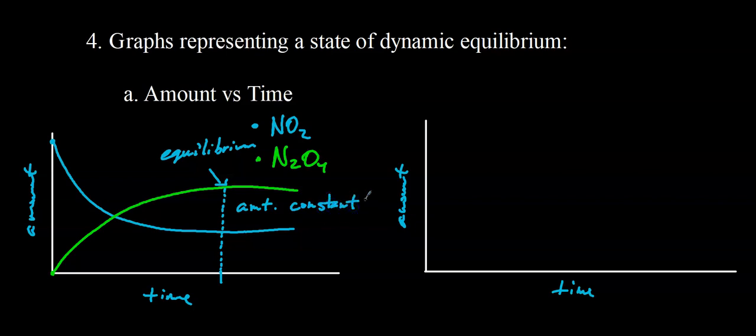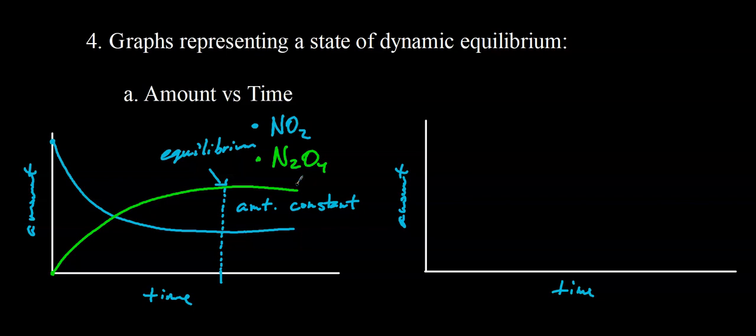Again, the amount of NO2 stops decreasing, the amount of N2O4 stops increasing, their amounts become constant. Now, it looks like it kind of goes down here, but that should just be straight across. So when the amounts become constant, we say the system has reached equilibrium. What would this look like? What would you see? What would the observed changes be in the system?